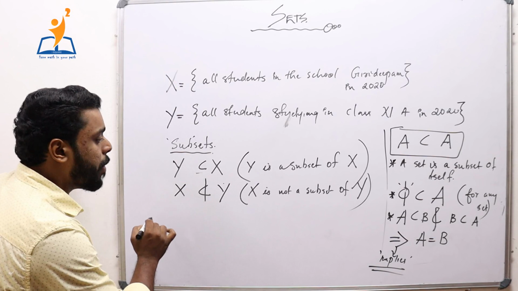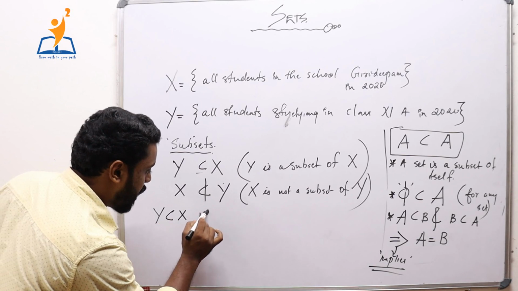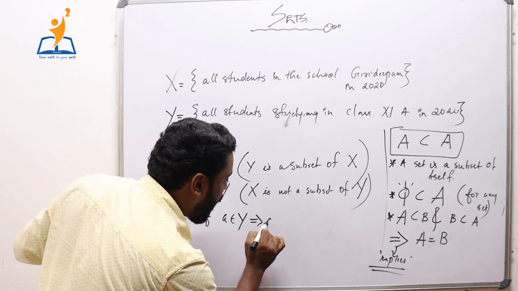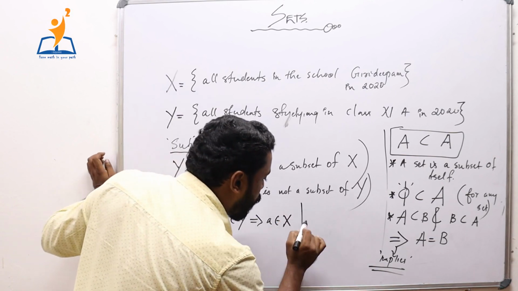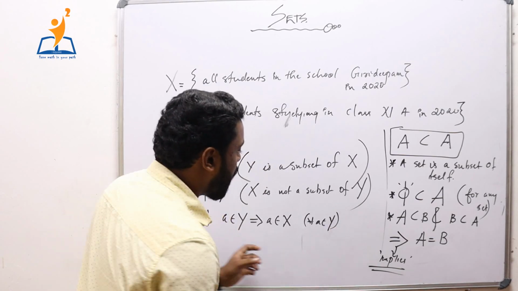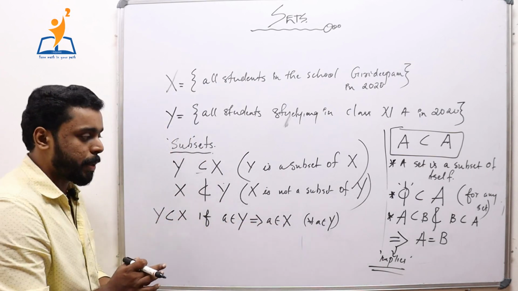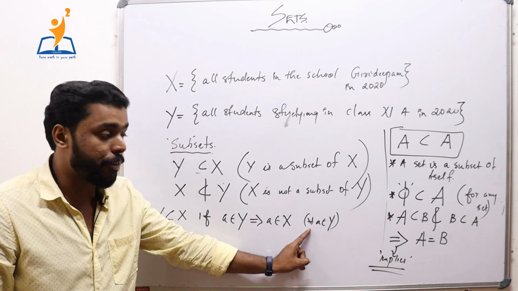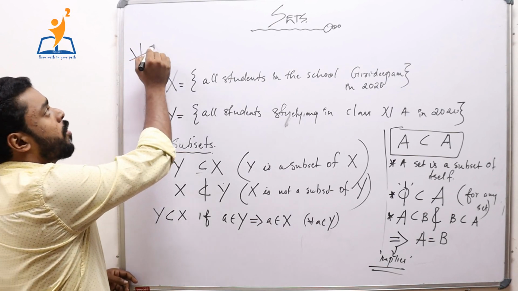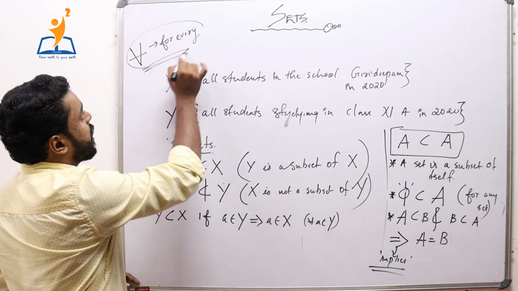That is, we can mathematically write the definition as: Y is a subset of X if a ∈ Y implies a ∈ X for every a ∈ Y. So this is the condition. For every a element of Y, if a element of Y implies a element of X, then Y is a subset of X. Read this symbol as "for every". So in the definition, we used this symbol to denote "for every". Don't forget this, a very important notation. We use this in several situations.